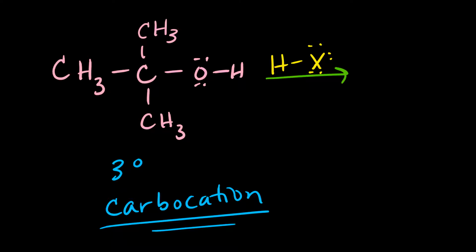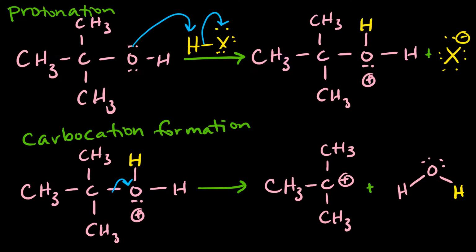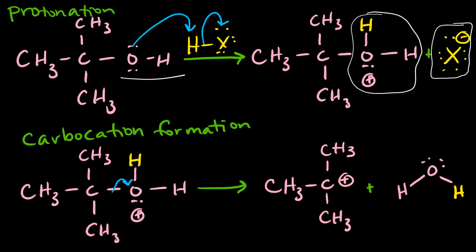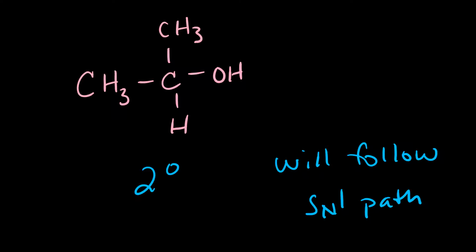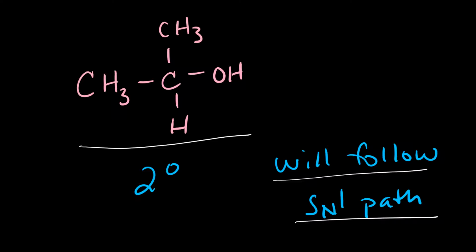With the tertiary alcohol, this is definitely going to go through a carbocation. So the first step again is going to be protonation to make the good leaving group and generate X minus. The second step of this process is going to be carbocation formation, so the leaving group coming off. And then finally, the nucleophilic attack of the carbocation. These secondary alcohols, like something that you see here, would follow the SN1 path and so go through the carbocation.